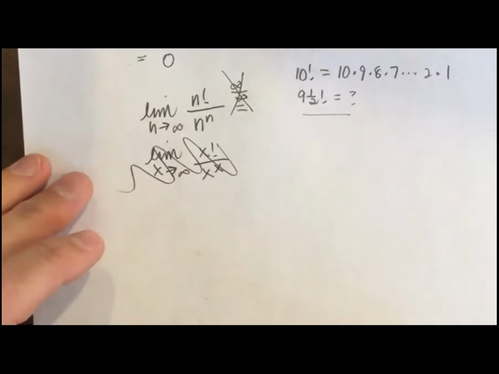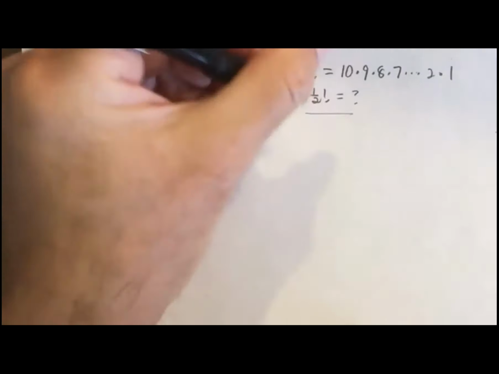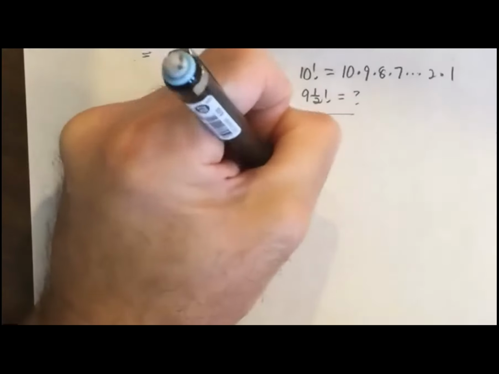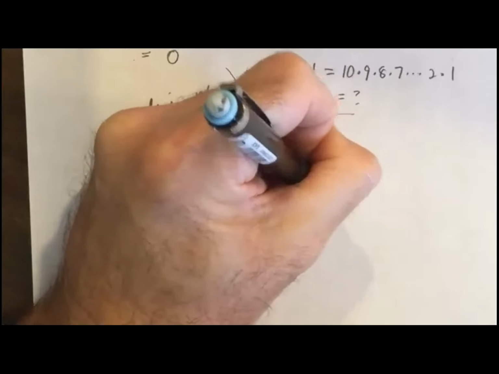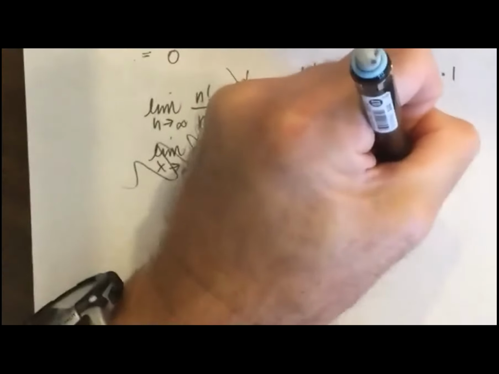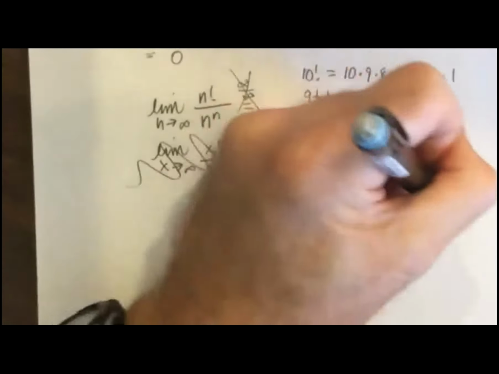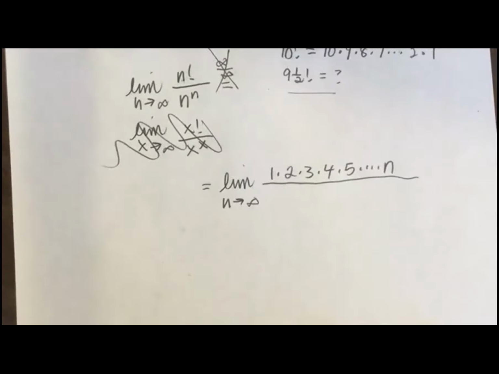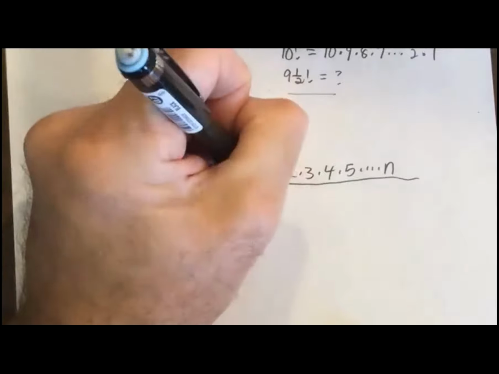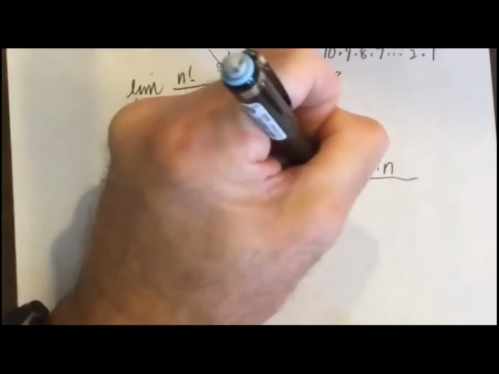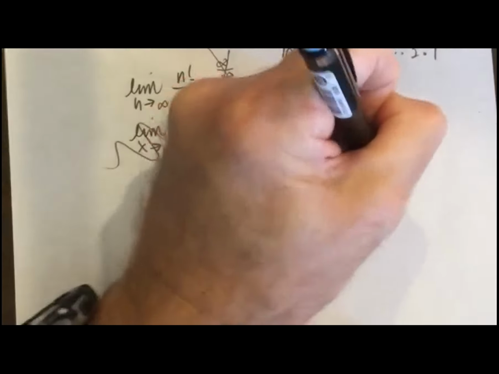So let me give you this one. I'm going to write this out like this. This equals the limit as n goes to infinity of 1 times 2 times 3 times 4 times 5 times ... times n, yeah? I'm just going to write out factorial about what it looks like. And n to the n means n times n times n times n times n times ... times n.